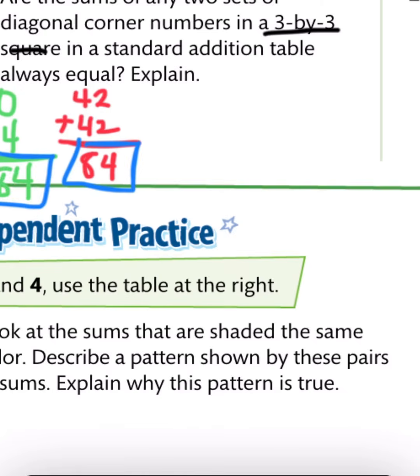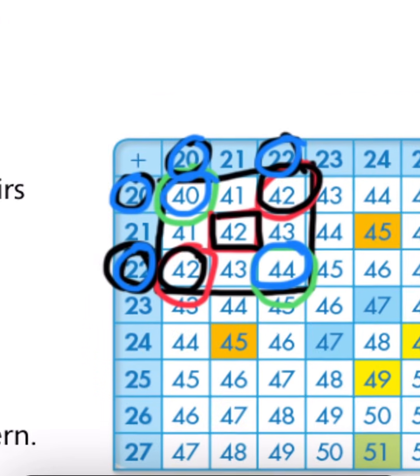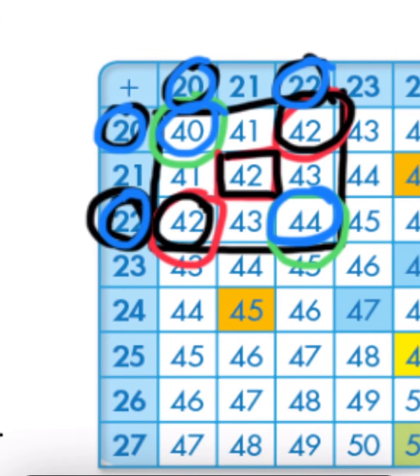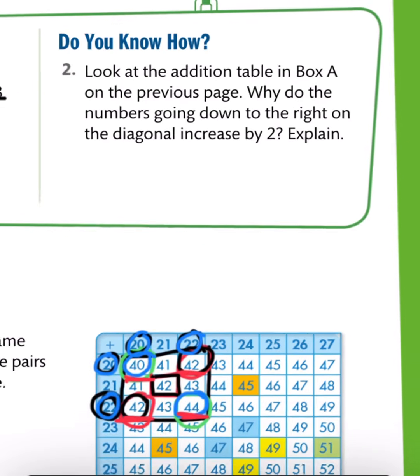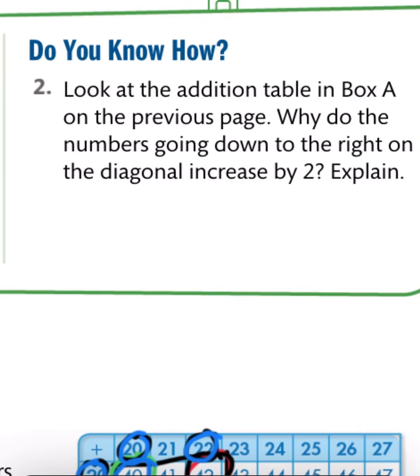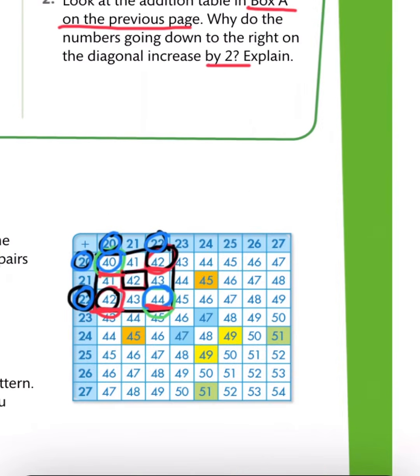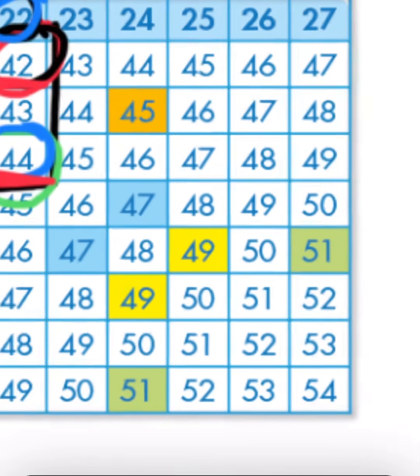All right? You don't have to write that down, but it is something we'll just have to know. Hey, we use the same addends for all of these sums. Okay? Now, not the same addends every single time, but in the end, we used all the same addends. Okay. Do you know how? Look at the addition table in box A on the previous page. Why do the numbers going down to the right on the diagonal increase by 2? And we don't have to look at the previous page. We can look at this page right here.